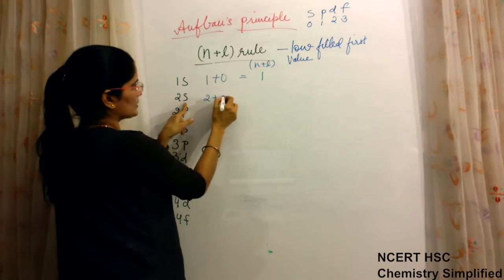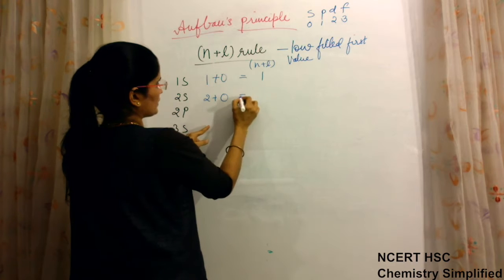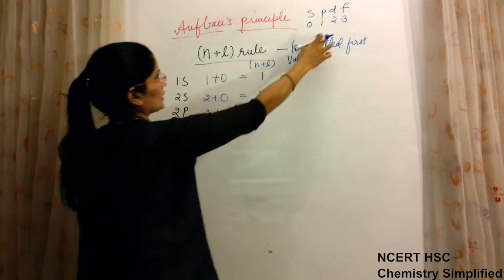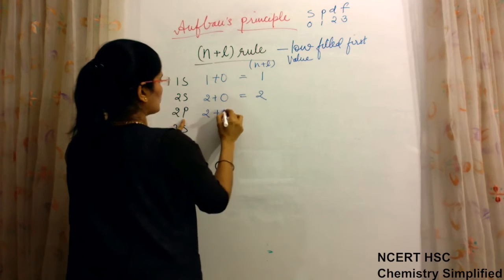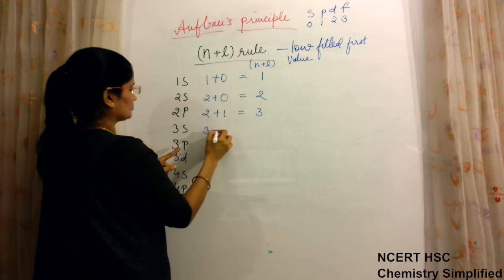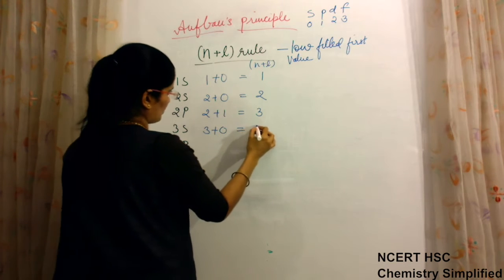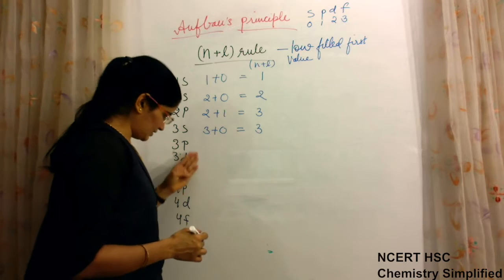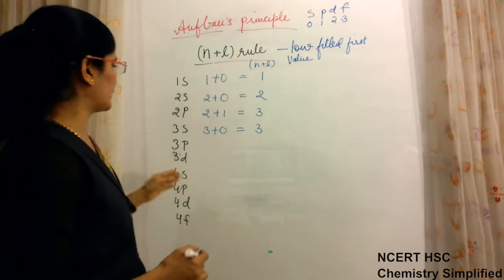2 plus S is 0, so it will be 2. 2 plus P, value of P is 1, so in total it comes to 3. 3 plus 0 comes to 3. Okay, let me write these many, then I will explain.